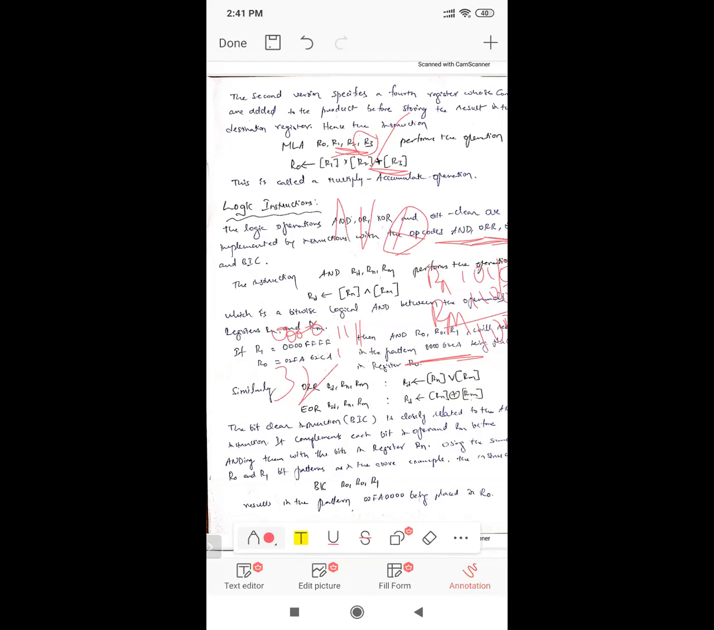EOR, exclusive OR, and the opcode for the exclusive OR operation is EOR. If both bits are the same, the result is 0. If both bits are opposite, the output is 1. This is the exclusive OR operation.